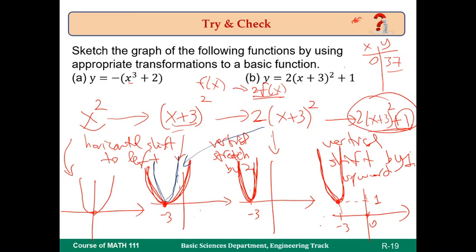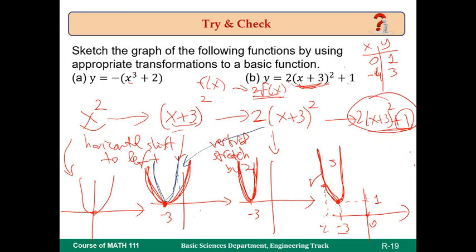And also you can check the other points. For example, put -3. When you put -3, it makes 0, and then +1. Is it true? Yes. You can also put some value like -4. If you put -4, what happens? It becomes 1. 1 times 2 is 2, plus 1 is 3. So it has to go to 3 here. Yeah, everything looks fine. So roughly, we got the graph. So this is our graph.